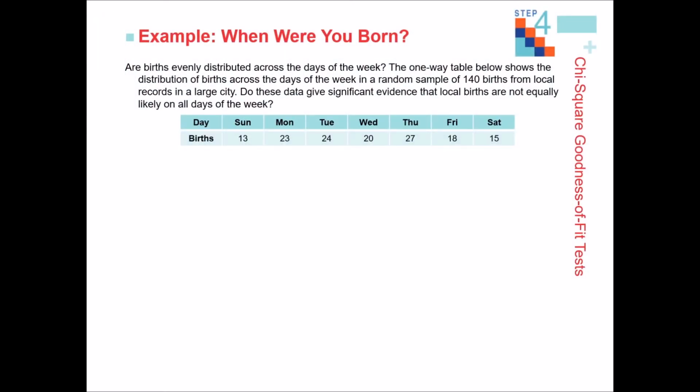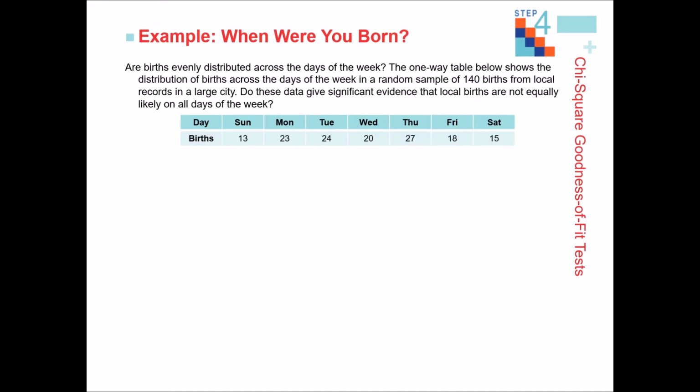So we're going to start with an example on birthdays. And what I mean by birthdays is literally the days of the week. The thing you might expect about this, and this is another case of an expected distribution versus what we observe in our sample, is that births are kind of evenly distributed across days of the week. For example, the number of births on a Sunday would be the same as the number of births on a Monday. Well, we're looking at the data here from a random sample of 140 births from local records in a large city. And what we're asked is, do these data give significant evidence that local births are not equally likely on all days of the week?